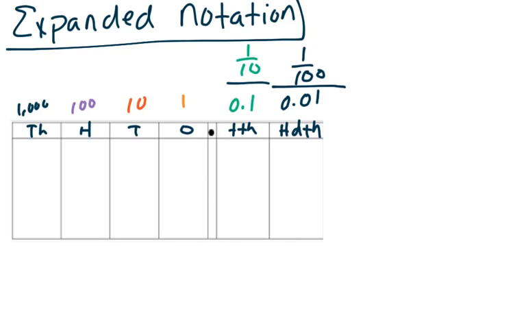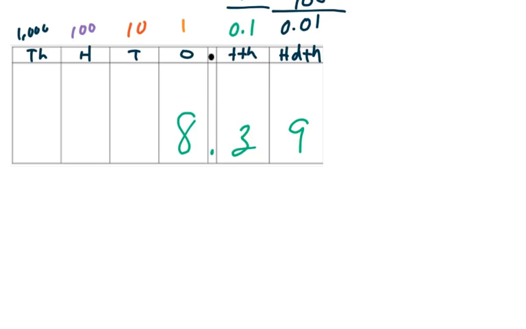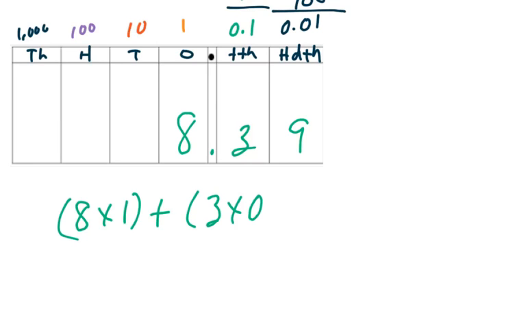So let's use the identical number that we just had in our first example, 8 and 39 hundredths. Remember, when we go into expanded notation, it's the digit in the place times the value of that place. So this is going to be 8 times 1 plus 3 times 1/10 plus 9 times 1/100th. Now that's one way to represent it and one way to write it.